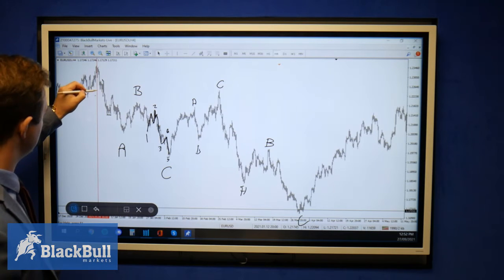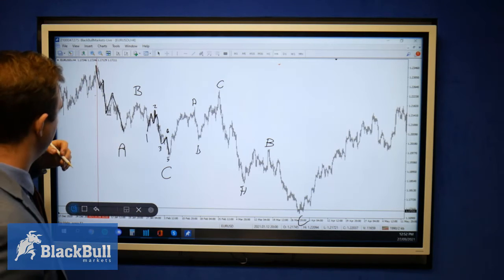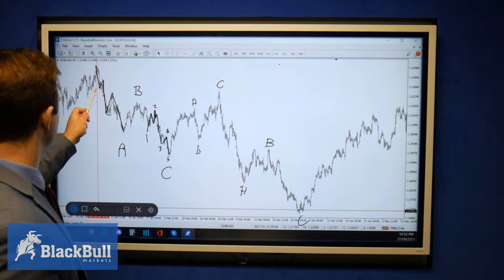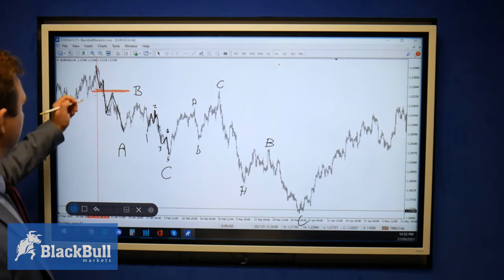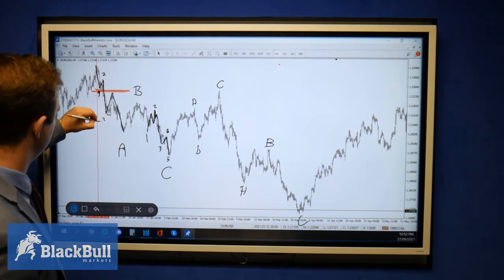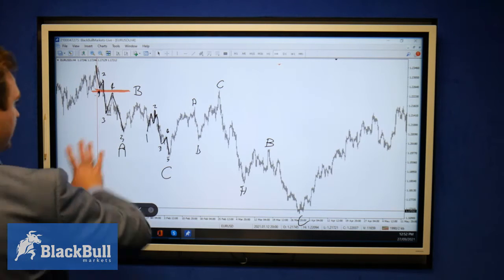So we can label this as 1, 2, 3, 4, and 5 to the downside. Nice, a very, very deep retracement for that fourth wave, but we still did not break that rule of it coming into that first wave territory. So now we can say 1, 2, 3, 4, and 5. There's our first A wave. Okay, nice, first of the double zigzag.